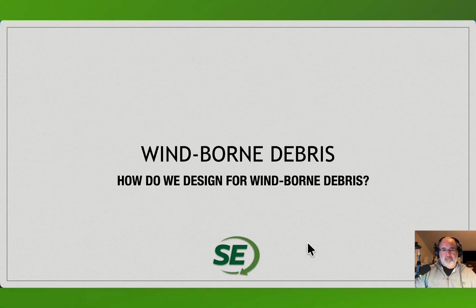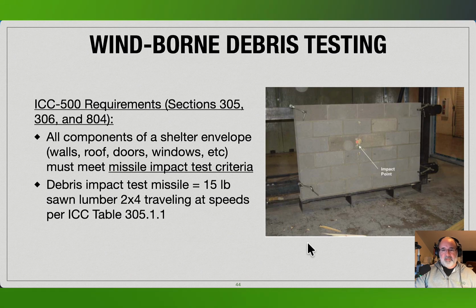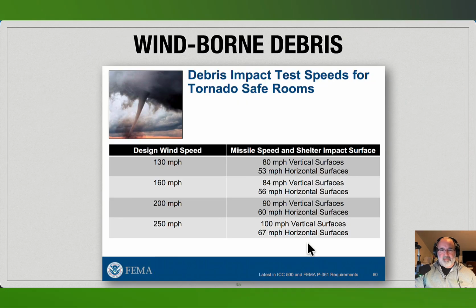So for wind-borne debris, how do we design for that? Really, we have to do some testing. We have to look at the different systems that we are going to be using in our designs. ICC 500 has some requirements for what that looks like. For this test, it's going to be an impact test of a 15-pound 2x4 traveling at speeds according to the table that you can see here on screen.